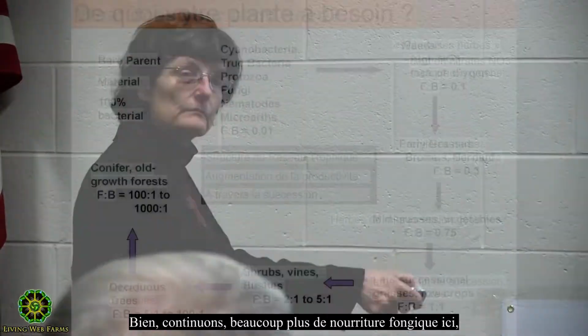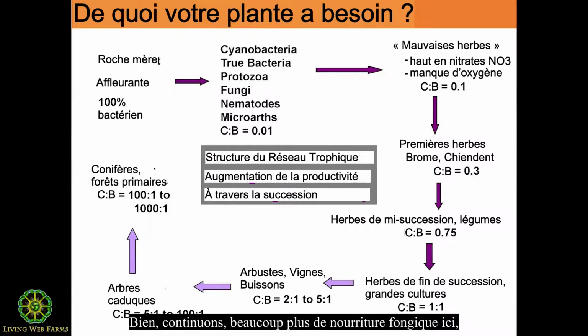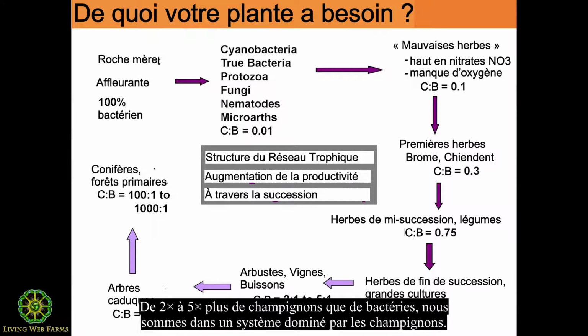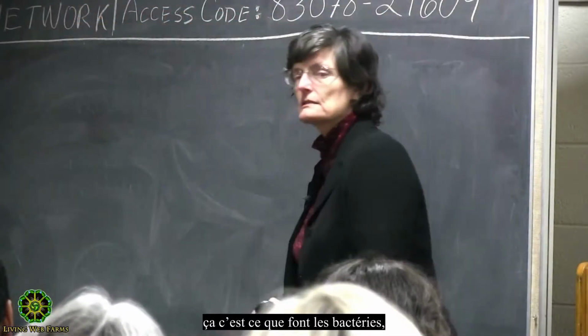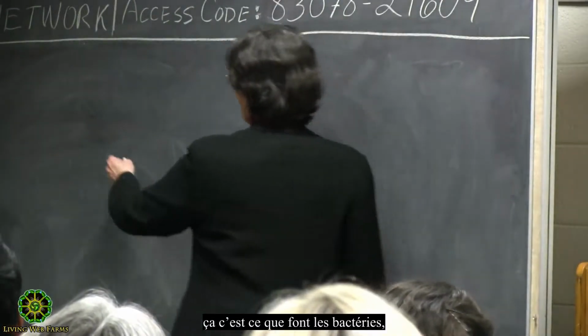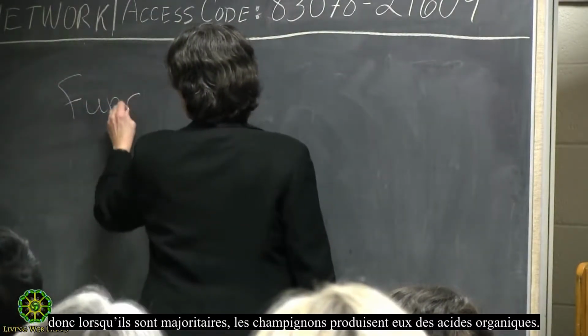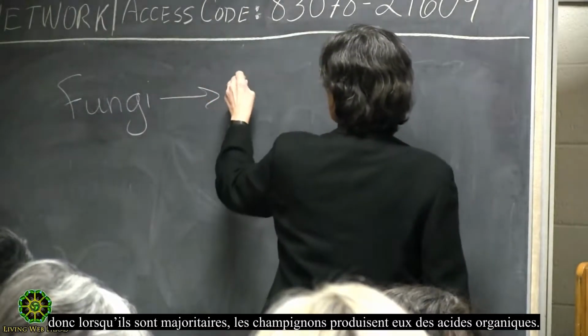So we're going to keep going. A lot more fungal foods in here. So we're going to move on to the shrubs, the vines, the bushes. 2 times more fungi, up to 5 times more fungi than bacteria. We're into a fungal-dominated system. And now nutrient cycling is going to shift. It's going to change. Because as fungi become predominant, fungi don't produce alkaline glues. It's what the bacteria do. So as we become fungal dominated, fungi produce organic acids.